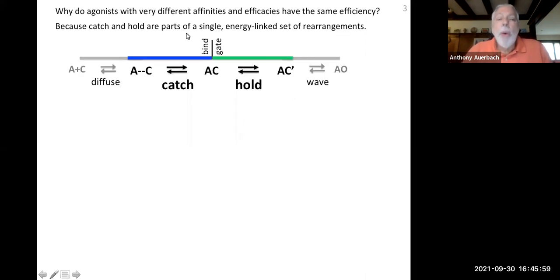Okay, so why do agonists with very different affinities and efficacies have the same efficiency? This is the idea because catch and hold are parts of a single energy-linked set of rearrangements. There's a linear free energy relationship between the catch and the hold conformational events. So I'm now going to show the potential energy surface, the energy landscape, just for the two agonist-dependent steps. What precedes is the same for all agonists, and what follows is agonist-independent. These are the parts that determine the dose-response curve.